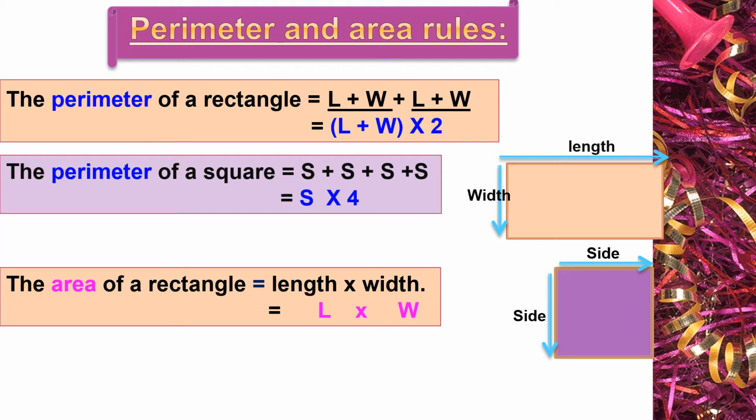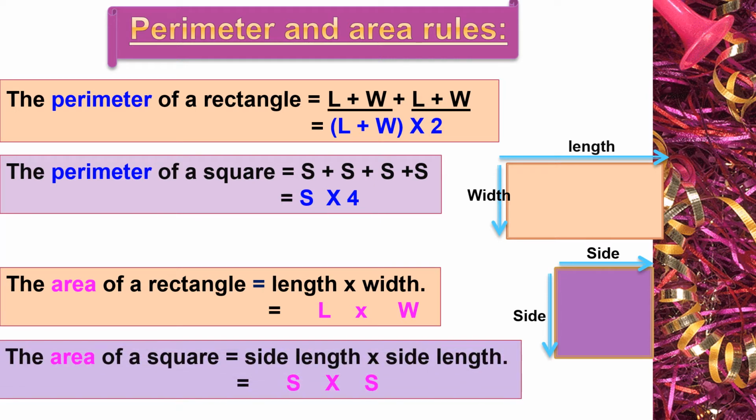And here in the square, can I say length times width? No, I don't have length and width. So I will say side times side. This side length times this side length. If this side is 4, it means this is also 4. So I will multiply 4 by 4, right? These are our rules. We must memorize them very well.